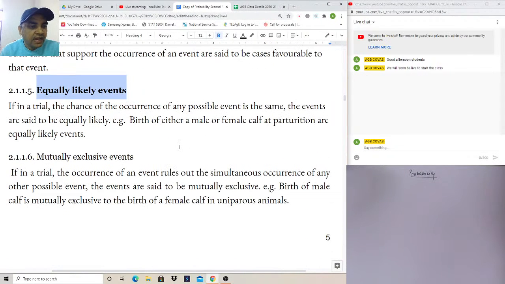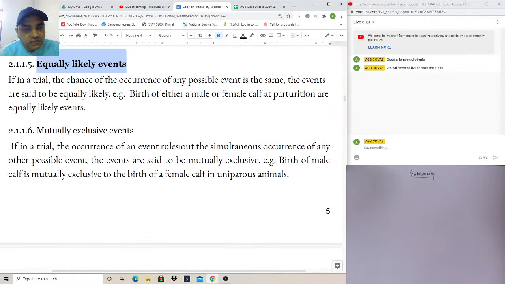So, if in a trial the chance of occurrence of any possible event is the same, the events are said to be equally likely. Say, for example, birth of either a male or female calf at a parturition are equally likely events. Say, for example, a buffalo is parturiting. Either a male can be born or a female can be born. So, the birth of either a male or a female are equally likely events at the time of parturition. So, this is an example.